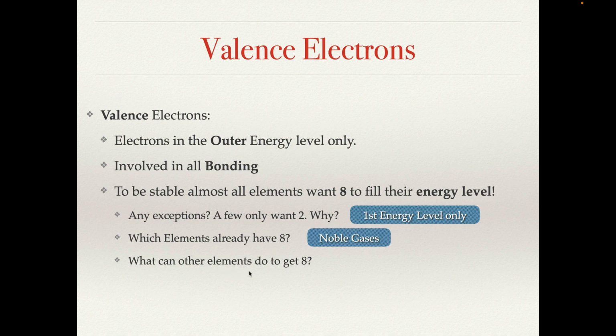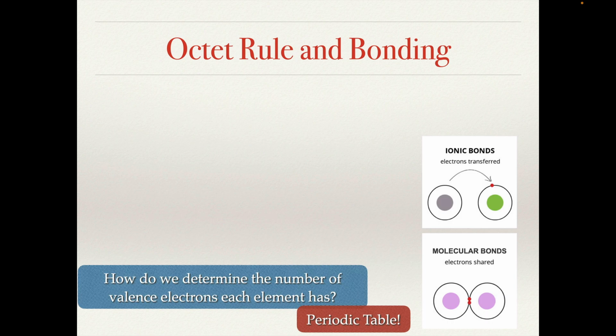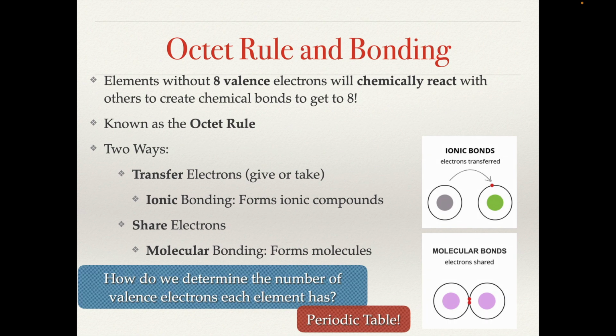So then what do the other elements do to get to 8? Well, they go through bonding, okay, which involves transferring or sharing of electrons. Now, when we do this, we need to know about what's called the octet rule. Because everything wants to have 8 valence electrons, and they're going to chemically react to make that happen, which means they're going to create different bonds. We know this 8 valence electrons is known as the octet rule, oct meaning 8, and that being a rule, okay? So there's 2 ways it happens.